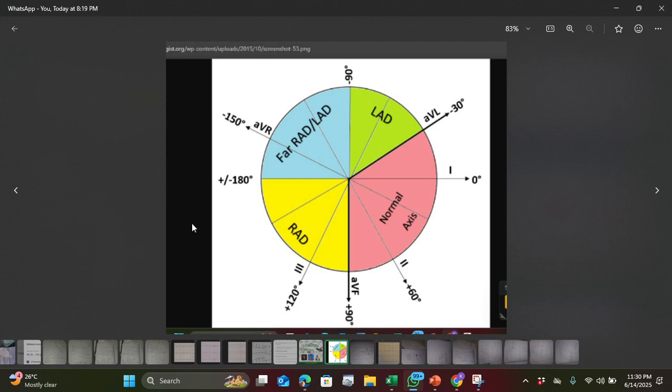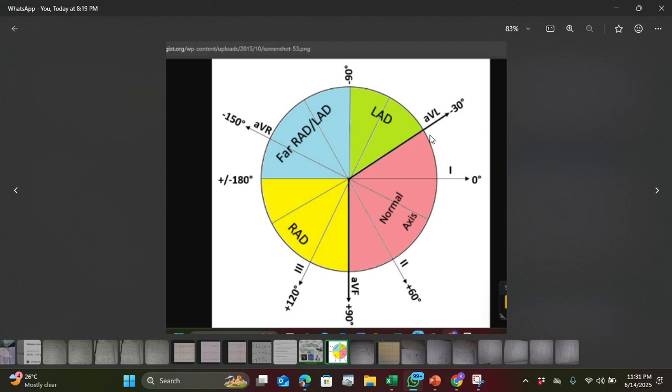Another thing you also need to note is that the down part is the positive side, the upper part is the negative side. Also, when it is positive, it means it is moving towards the lead, and when it is negative, it means it is moving away from the lead. That is another point.